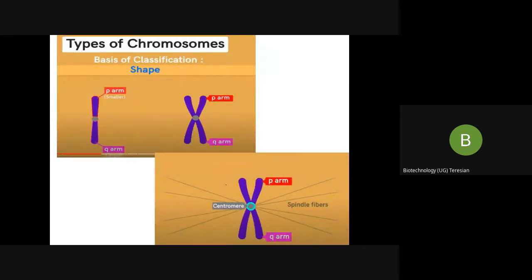So types of chromosomes based on the shapes you can see. Now this is the centromere and these are the spindle fibers. This is called the P arm, which is shorter than the Q arm. Obviously the Q arm is longer. So this is what a chromatid is, and these are the sister chromatids.